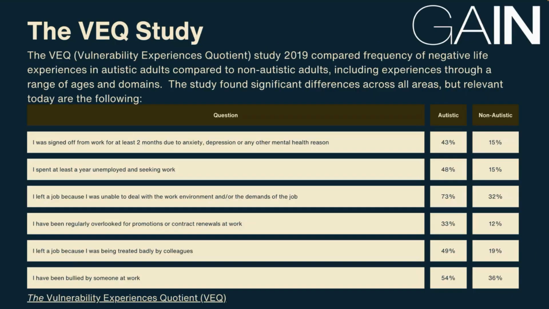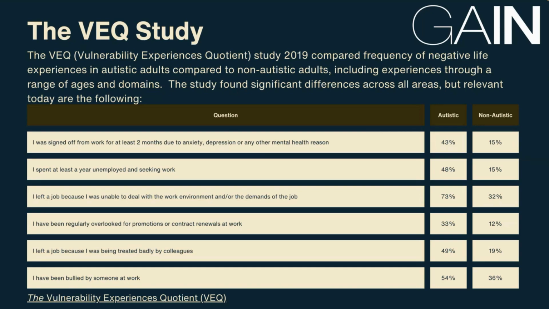In another 2019 survey, the Vulnerable Experiences study, it was found that a staggering 73% of 386 autistic people surveyed said that they left a job because they were unable to deal with the work environment or the demands. It is noted that the control group here is smaller, with 260 non-autistic participants, but the percentage of those who answered this question saying, yes, I left a job for this reason, is comparatively smaller at 32%.